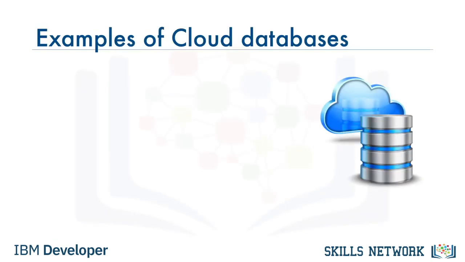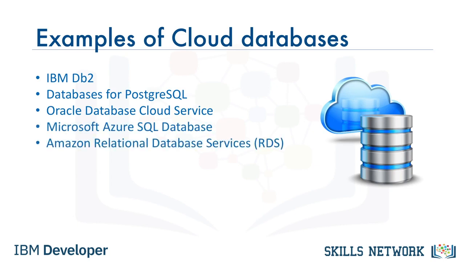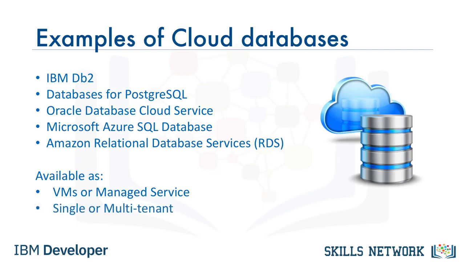A few examples of relational databases on cloud include IBM DB2 on cloud, databases for PostgreSQL on IBM Cloud, Oracle Database Cloud Service, Microsoft Azure SQL Database, and Amazon Relational Database Services. These cloud databases can run in the cloud either as a virtual machine, which you can manage, or delivered as a managed service depending on the vendor. The database services can either be single or multi-tenant depending on the service plan.